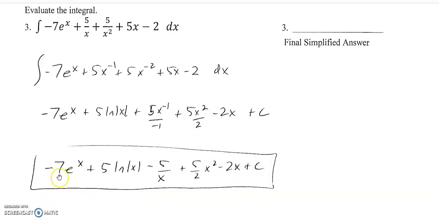So our final answer is negative 7 e to the x plus 5 ln absolute value of x minus 5 over x plus 5 over 2x squared minus 2x plus c.